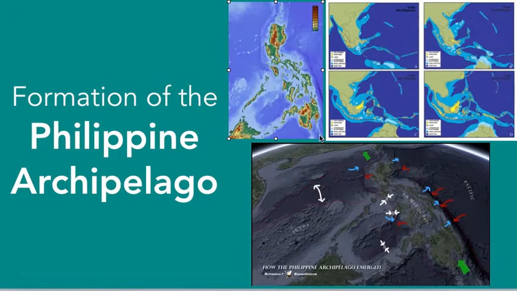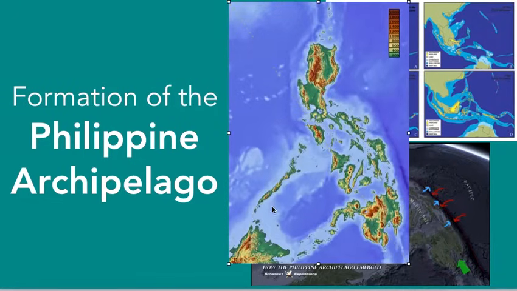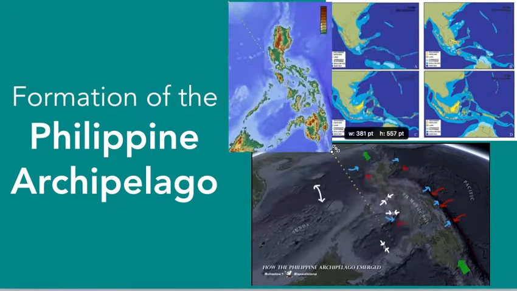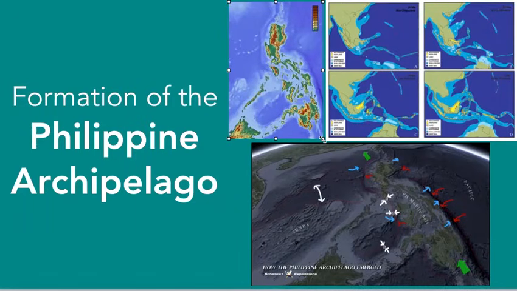Now, currently, this is how the Philippines looks like. Just look at this picture here. This is an archipelago composed of more than 7,000 islands, and they all vary in sizes. The red parts are the highest points in the Philippines, and the yellow and the green parts are the lowest points. So this is how the Philippines looks like right now, and let us learn how it became like this. How did it form into this archipelago?